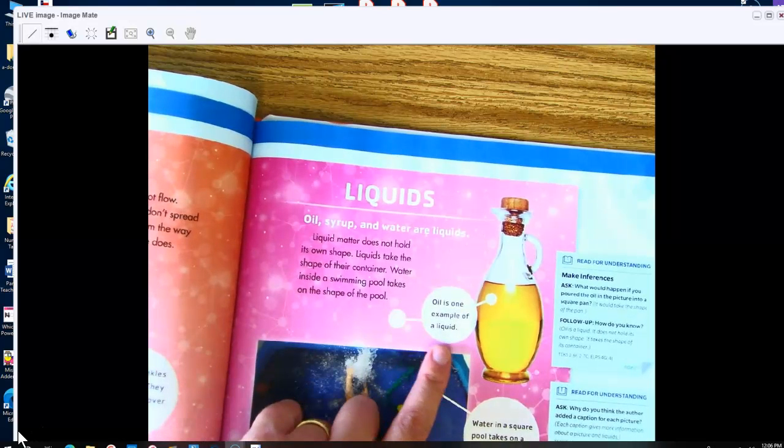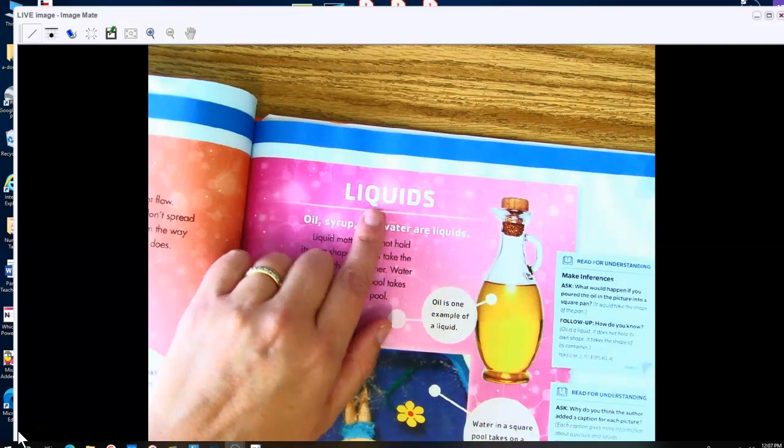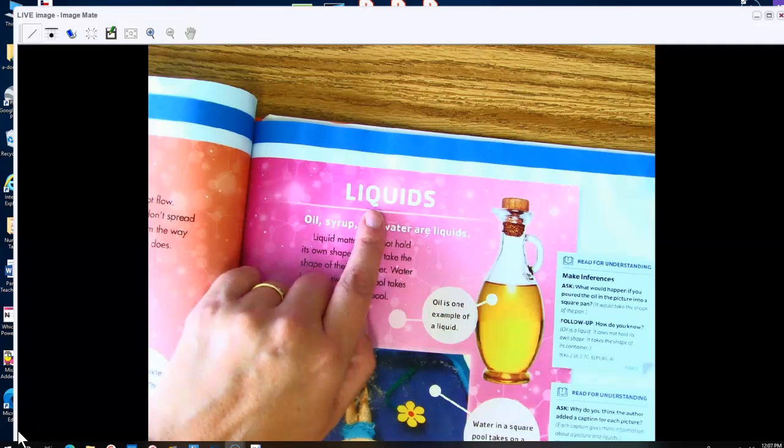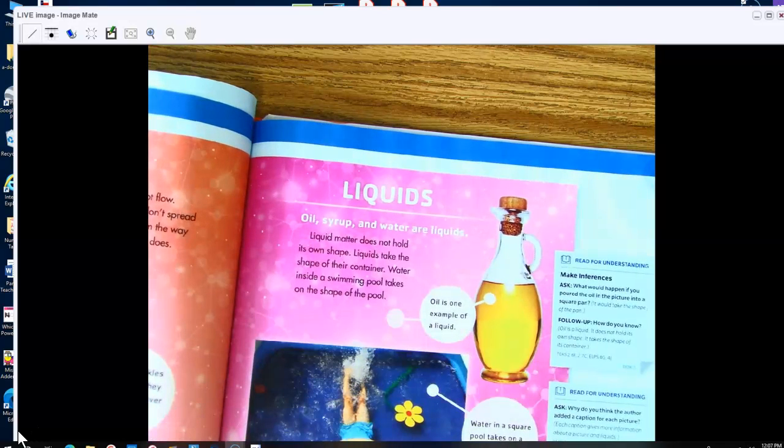Let's point to this caption. Oil is one example of a liquid. Now the other caption. Water in a square pool takes on a square shape. Now, if I never heard of the word liquids, what is something on this page that would tell me what liquid means?